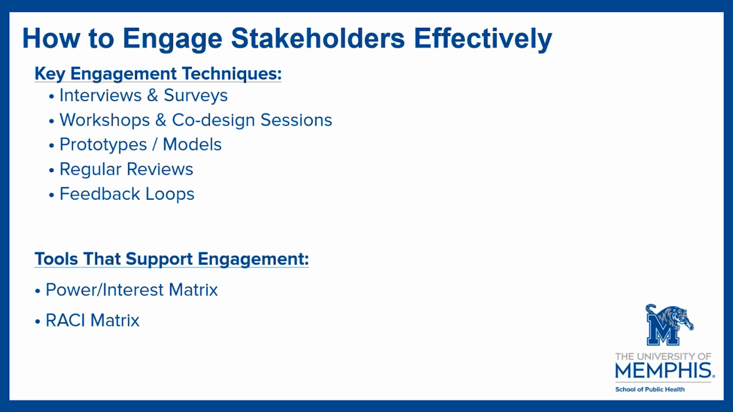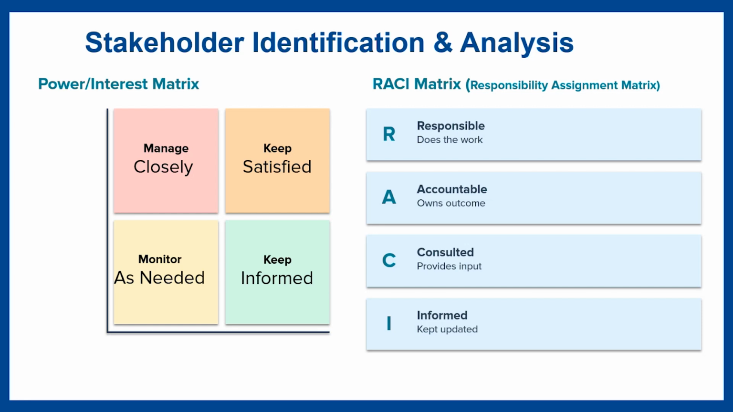And the next part of the slide, there are tools how to engage. There are 2 main tools that in project management we use, and that is Power Interest Matrix and RACI Matrix. So before we use these tools, we're going to look at stakeholder identification and analysis. In this stage, you're figuring out who are your stakeholders and understanding what role they play and how to engage them effectively. It ensures the right people are involved, informed, and aligned throughout the project.